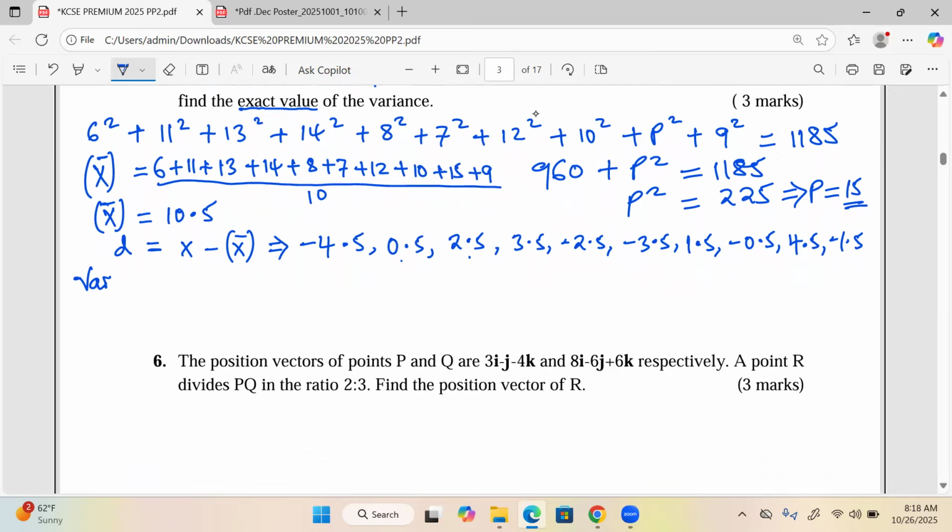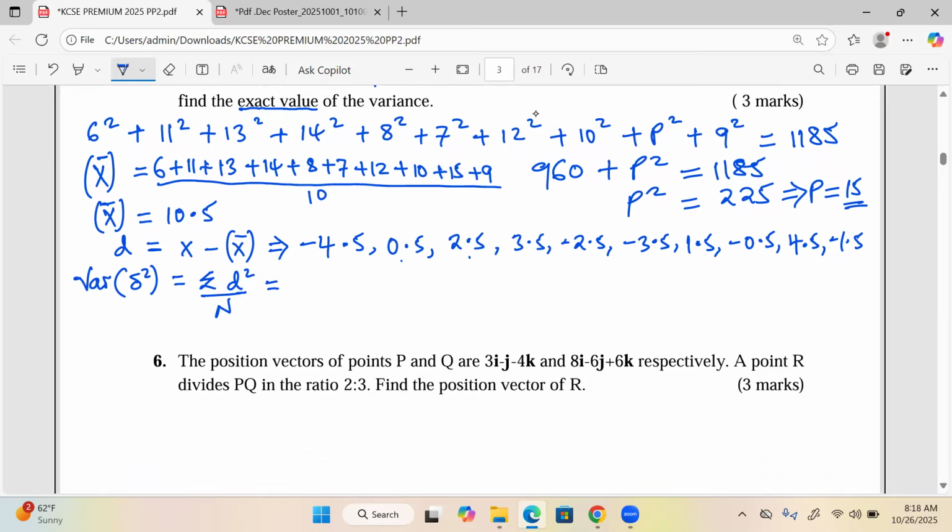So how do we get variance? Variance is usually given by the summation of the square of all deviations. Then we divide them by the total number of values that we are dealing with. So we need all deviations squared and added up.